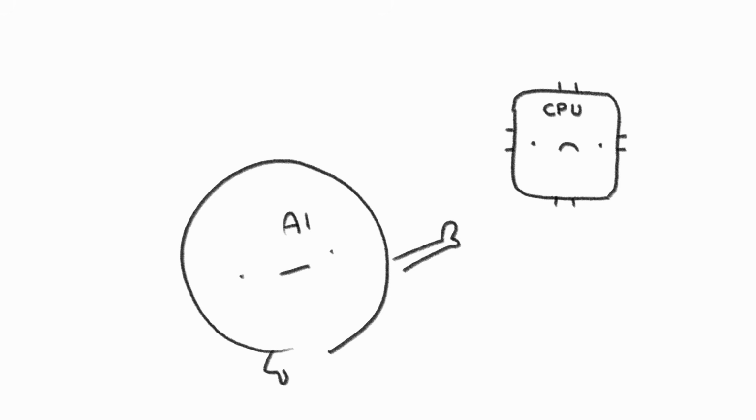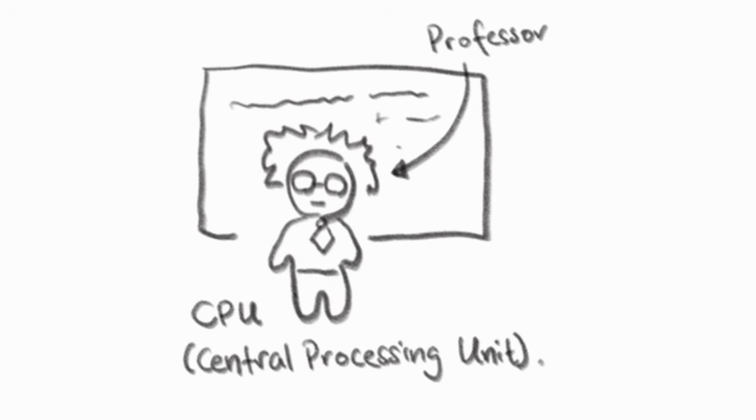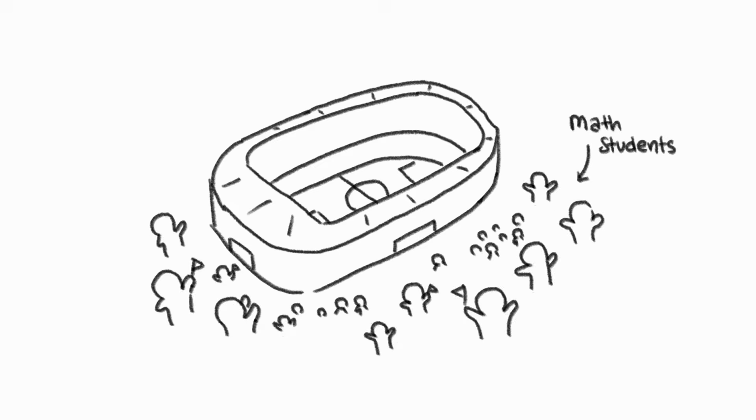This is why AI doesn't use a CPU, it uses a GPU. So the CPU, the central processing unit, is the professor here, and the GPU, the graphics processing unit, is the stadium of 100 billion math students. AI models are built on neural networks.